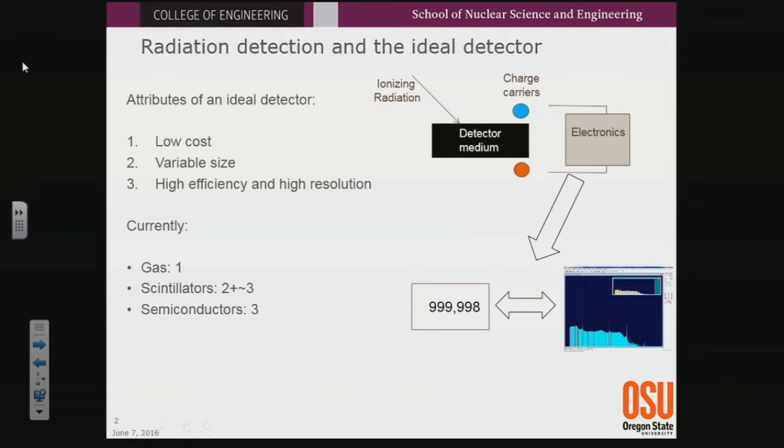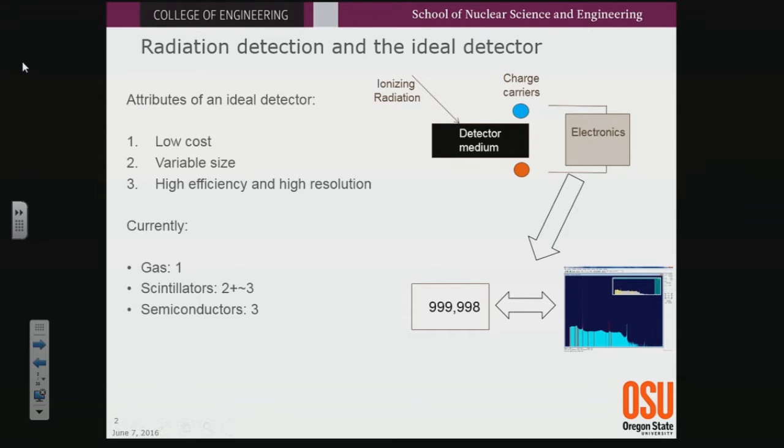So currently, gas detectors are low cost. This one back there is the ionization chamber and a smoke detector. So this is very cheap, but not too variable in size. You have to worry about recombination. You have to use high voltages when you want to make gas detectors a little bit bigger. And for high efficiency, gas just doesn't have it, just due to the densities.